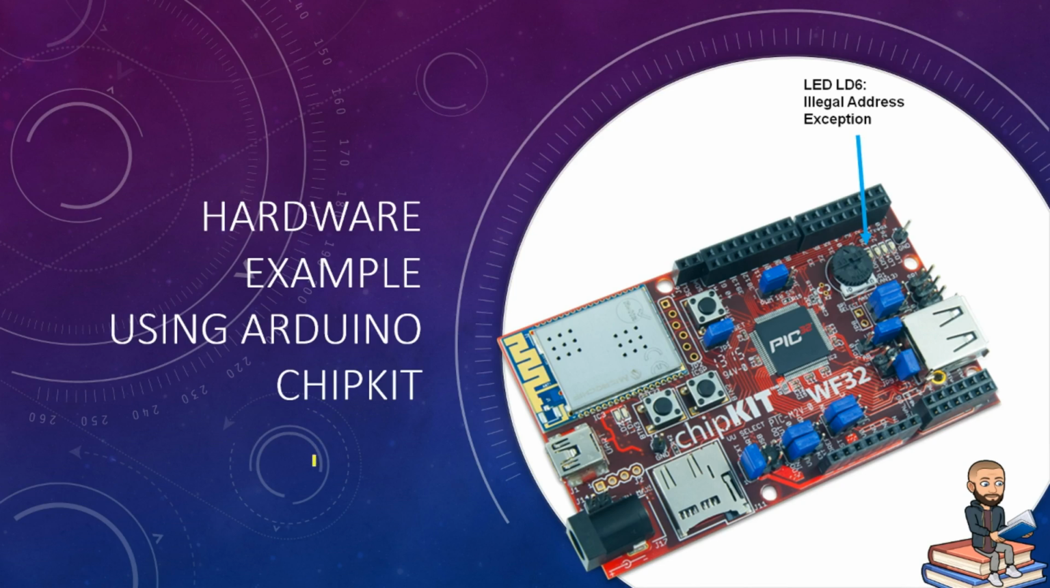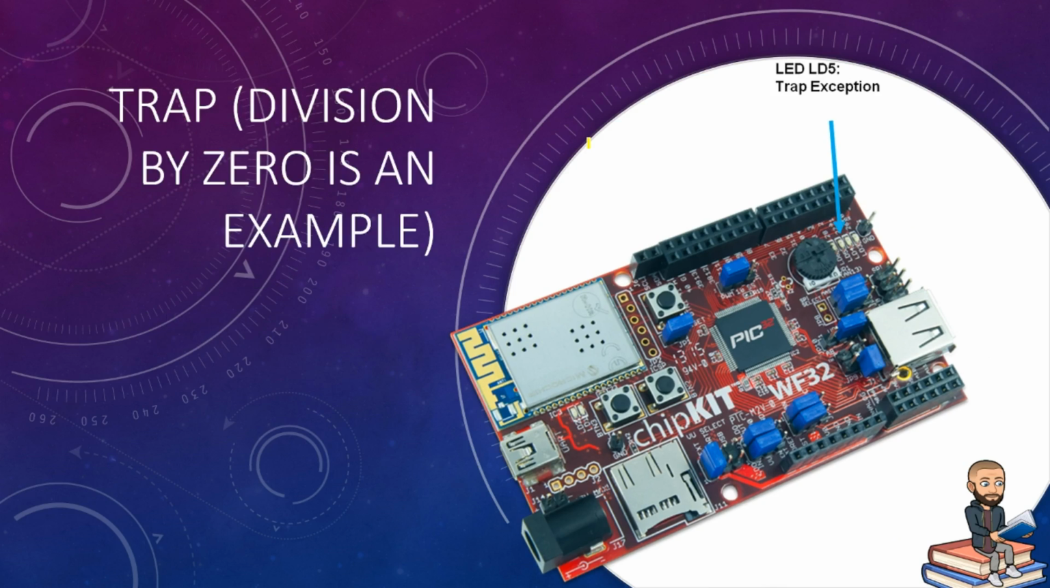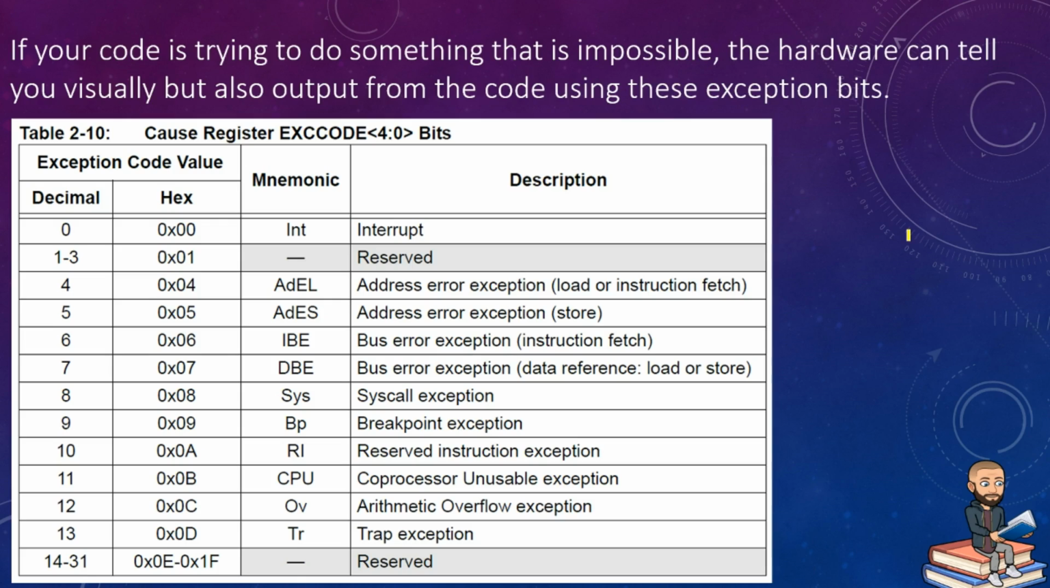Now here's our hardware example using the Arduino chip kit. You have a little light bulb, a little LED here that will light up if, for example, there's an illegal address exception. This term is an interesting one to me, trap, which basically means a divide by zero exception, so that might happen. And apparently there are other trap types of exceptions, but in either case, LED number 5 will light up there. So if your code is trying to do something that is impossible, the hardware can tell you visually, but also the output from the code using these exception bits can give you some insight into what error you're looking at, what problem it is.